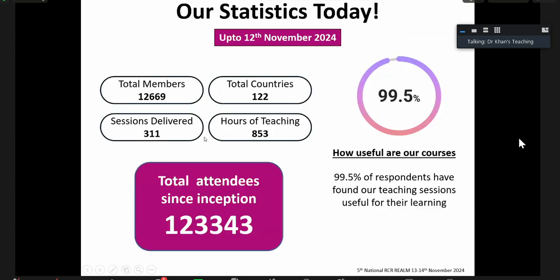So till now, these are our statistics. More than 12,669 members from 122 countries. This is the amount of teaching which we have done: 853 sessions. I think this is massive. A university will not do this kind of teaching that we have done.